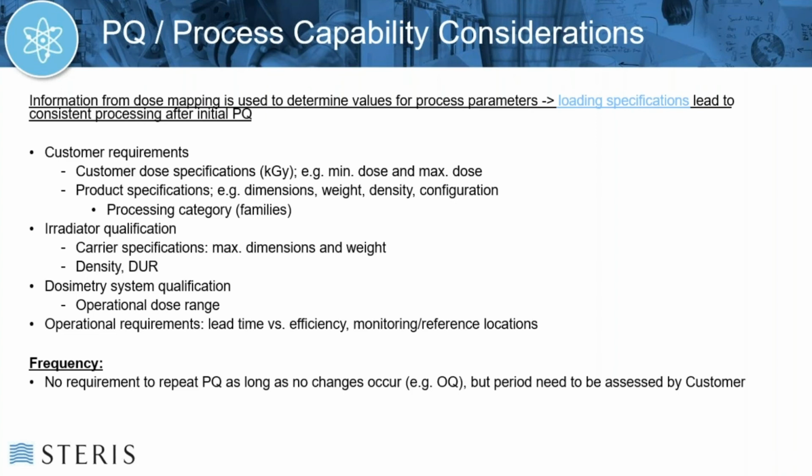And we would run that knowing the customer dose specifications and the product specifications, irradiator qualifications, and the dosimetry system itself. Are we able to process this for this customer? And additionally, operational requirements. Will we be able to do this, lead time versus efficiency? And will we be able to actually monitor this product at the appropriate locations? Unlike OQ, there is no need to repeat PQ as long as no changes occur. But this is a thing that would be assessed by the customer.